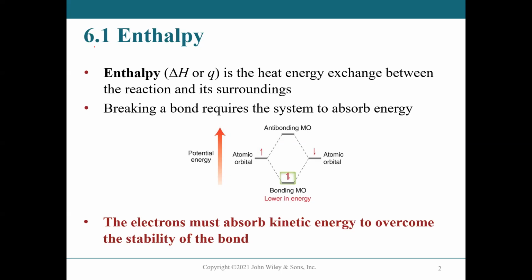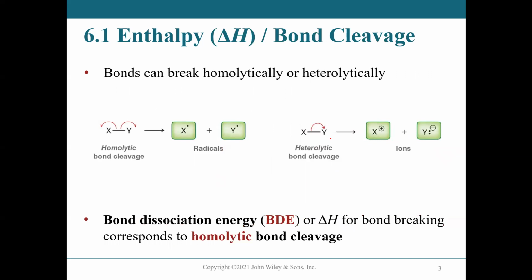Here, we talked about energy diagrams. Here you have n atomic orbitals. Here's 1. Here's 2, and that gives you n molecular orbitals. So n AOs equals n MOs, and then you see you have 2 molecular orbitals right here. So bonds can break either homolytically or heterolytically. So this is a homolytic cleavage where the X and the Y each get 1 electron. In a heterolytic cleavage, the Y in this case gets 2 electrons. So bond dissociation energy, or delta H for bond breaking, corresponds to homolytic bond cleavage.